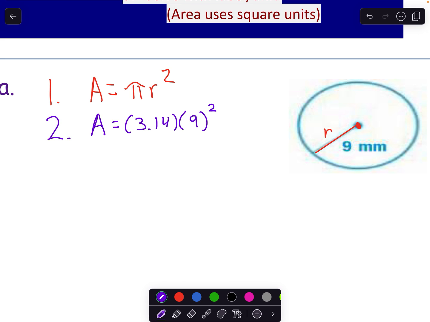Okay. Step 3, I solve with a label. So I would grab your calculator, right? Just do 3.14 times 9 squared. I get 254.34 square millimeters. So that's how you'll write your answer with the label.